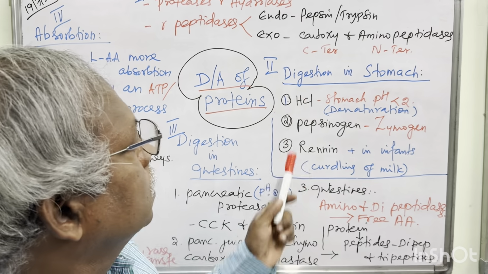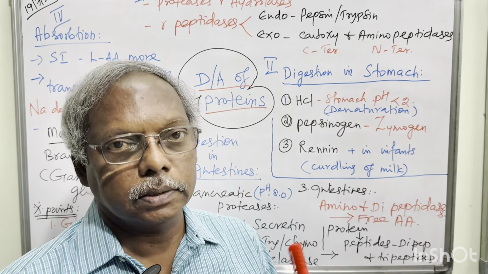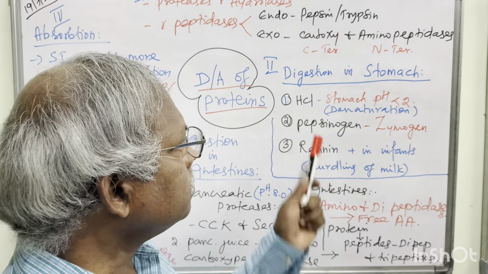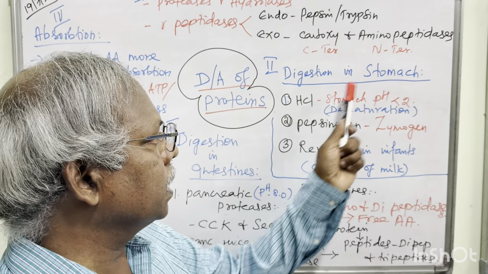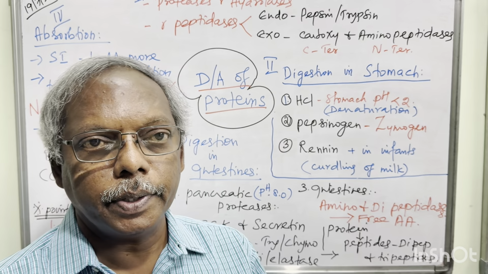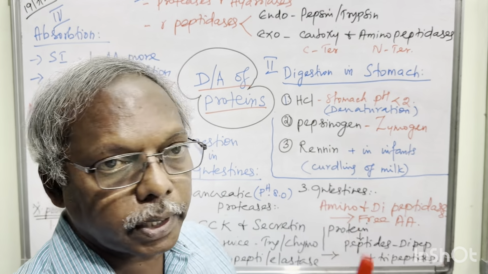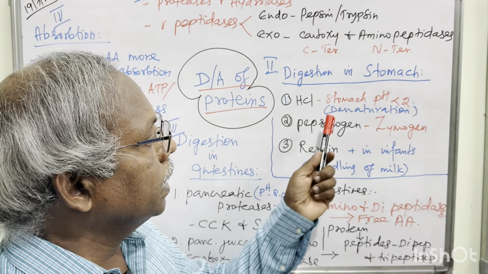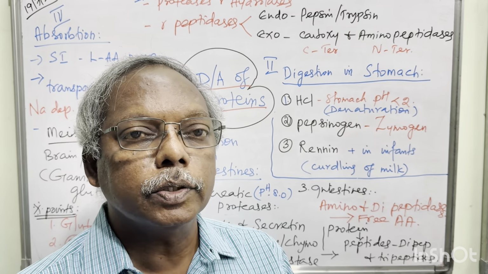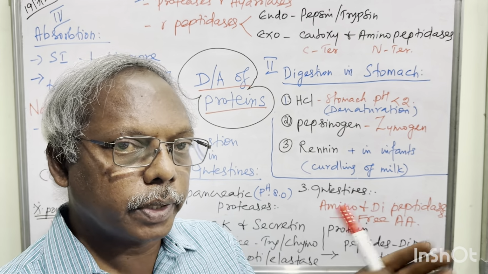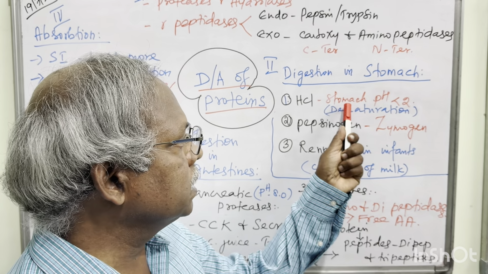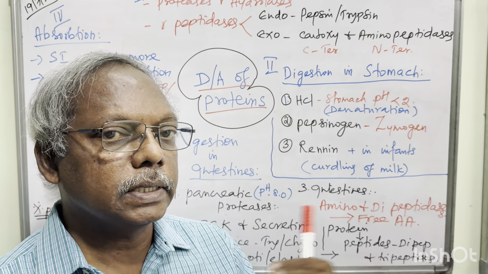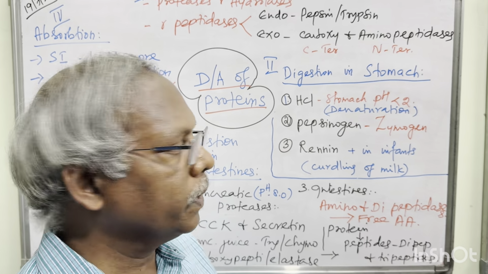Second point is digestion in stomach. There is no digestion in mouth for protein. In the stomach, we have 3 important points. One is hydrochloric acid, HCl. You know what the role of HCl is? It actually produces denaturation of the protein. And second, it maintains the stomach pH at 2 for the digestion and absorption of proteins.